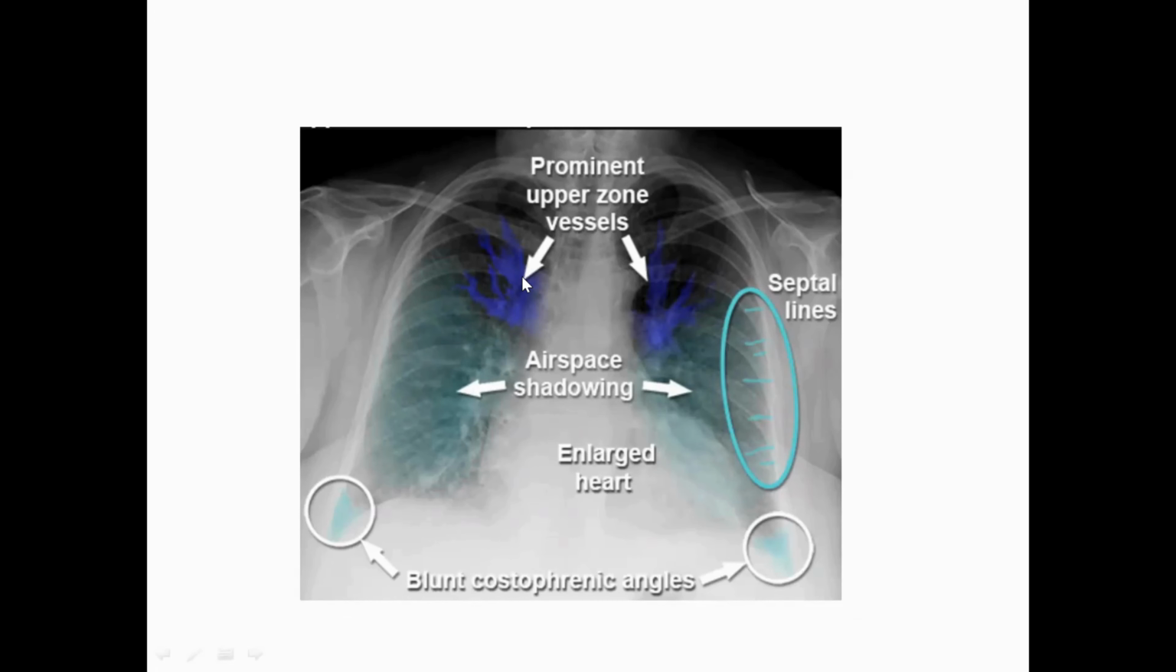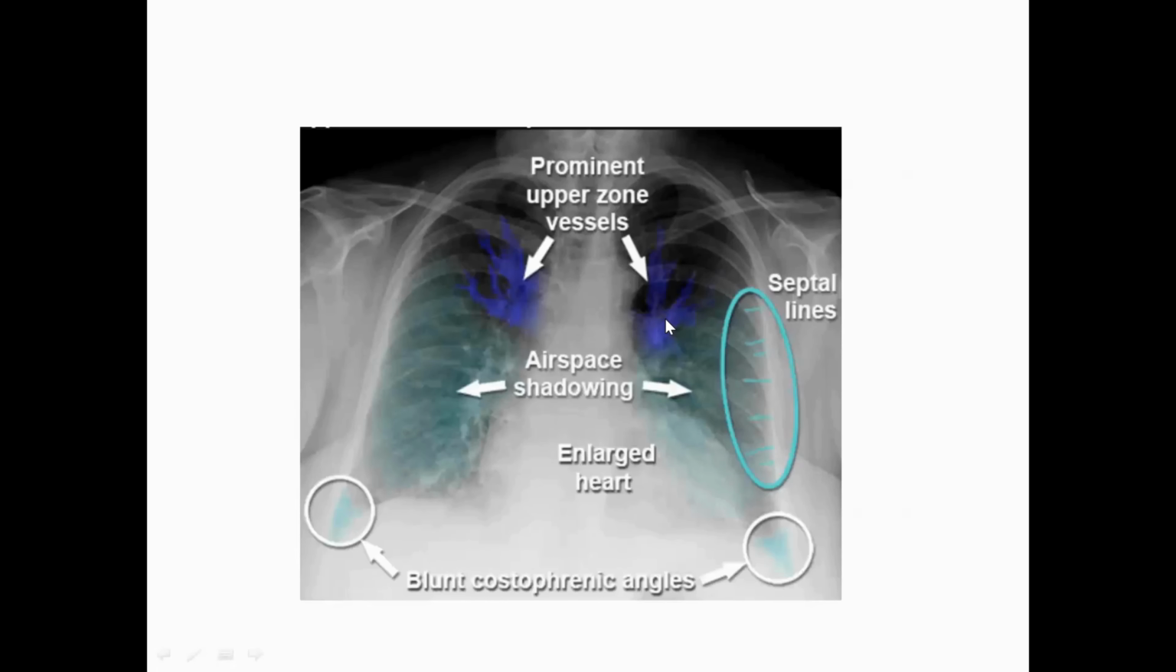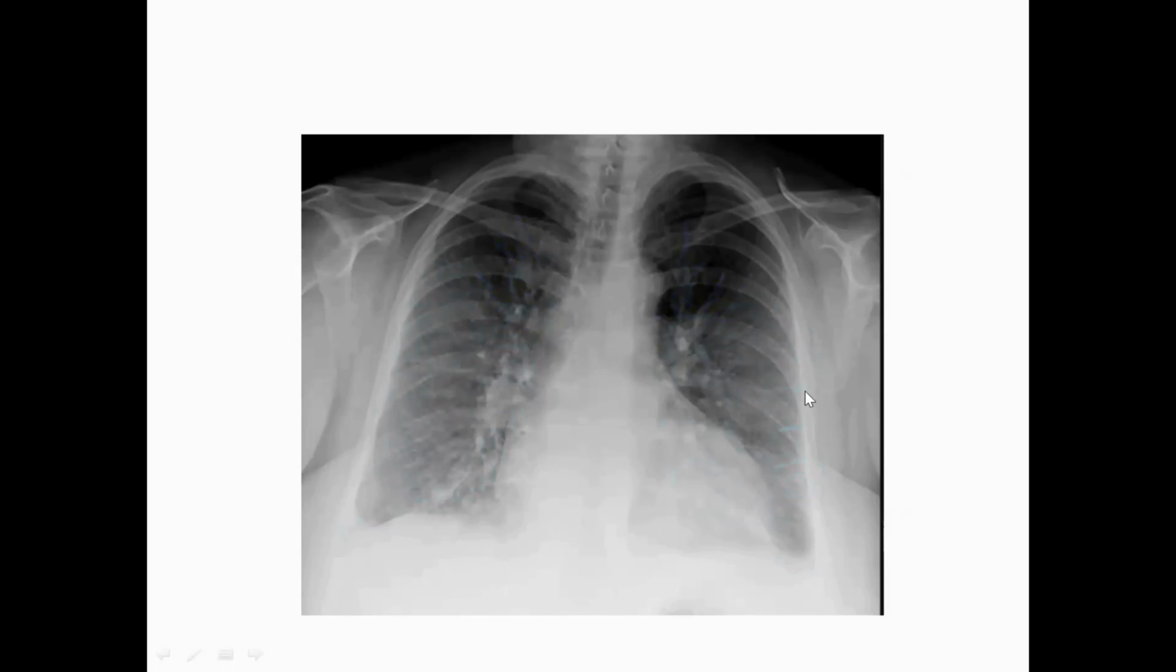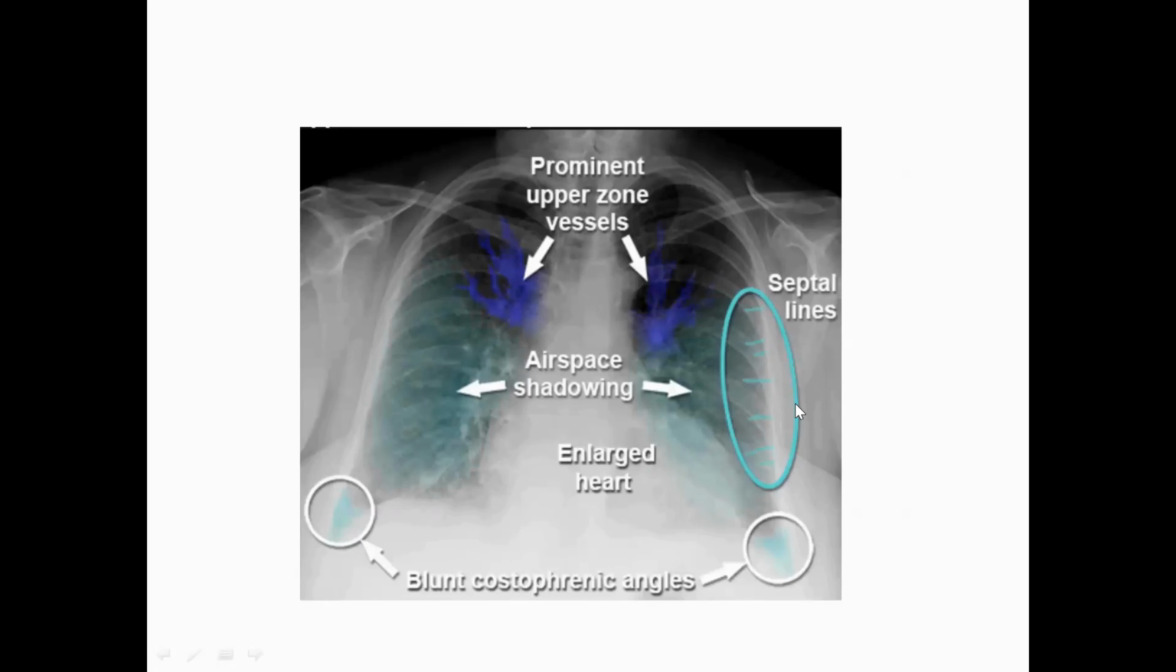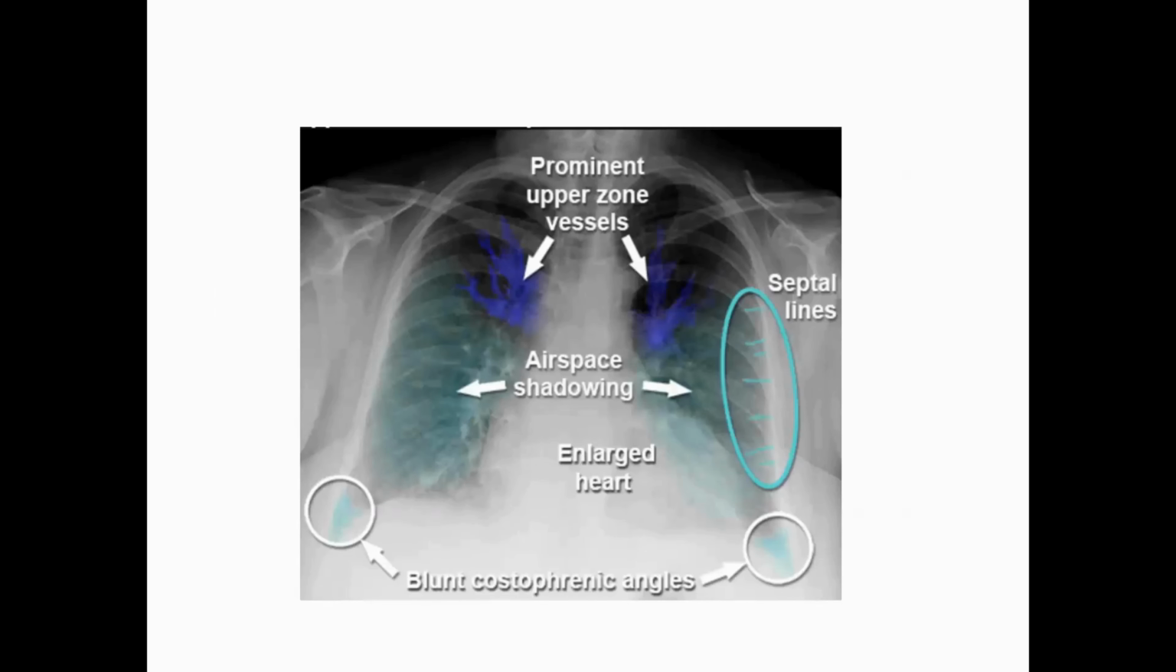Look, just going back again. Upper zone results. Look, especially here is very clear. Here, look, this is upper zone results. Here, and then this is the septal line. This is just more clear. And this is the enlarged cardiac shadow. And here's the airspace shadowing.